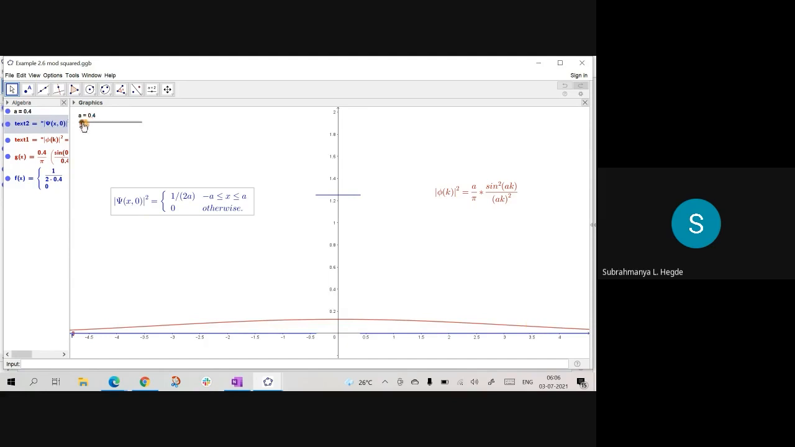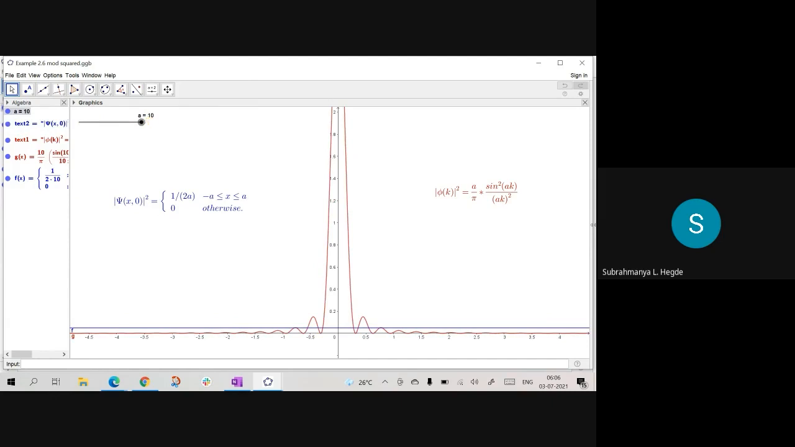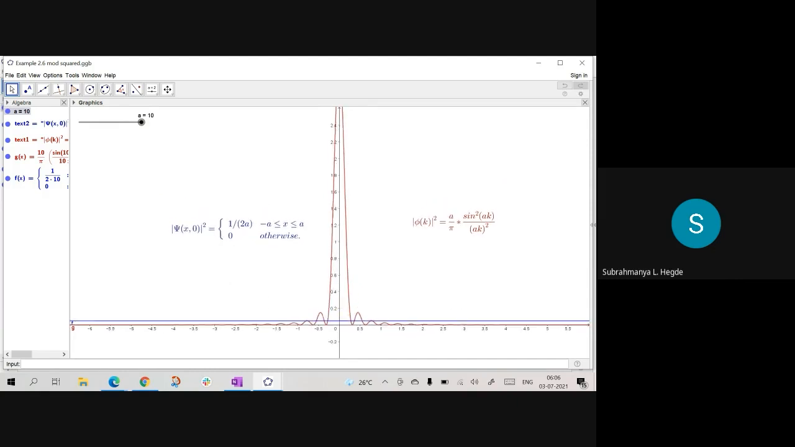If you want to make the momentum uncertainty less, you should make a large. Is that okay? If you make a large, what will happen? Your momentum probability distribution is a spike, isn't it? Mod phi of k square. That means you know what the momentum of the particle is.